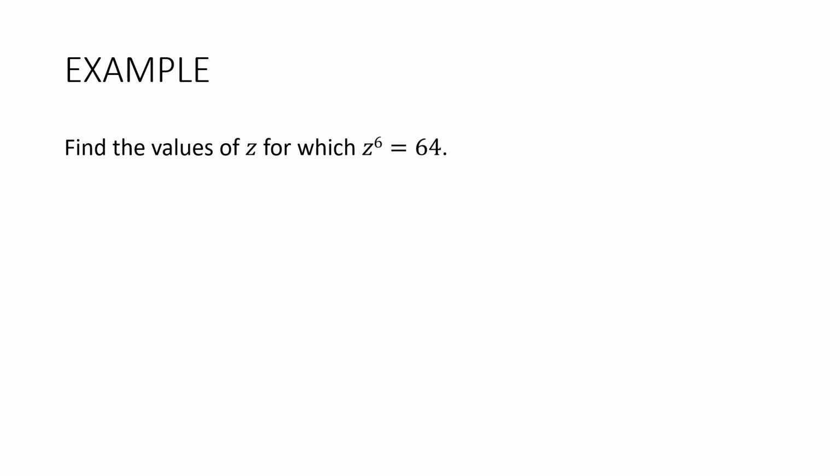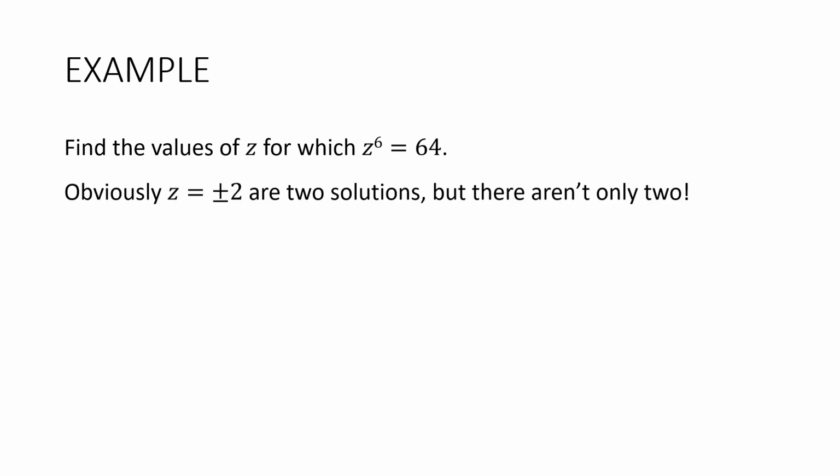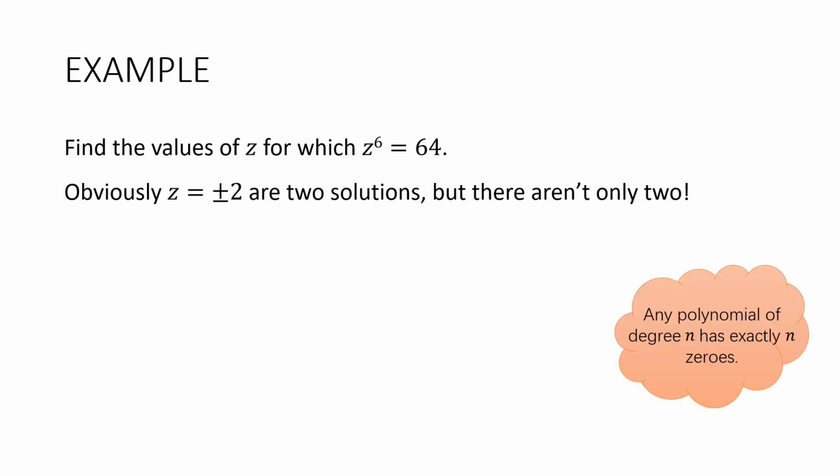Here's an example. Find the values of z for which z to the power of 6 is equal to 64. Now obviously plus or minus 2 are two of the solutions, but we learnt last lesson that there aren't only two. Any polynomial of degree n has exactly n zeros. So this one has 6. How do we find them all?